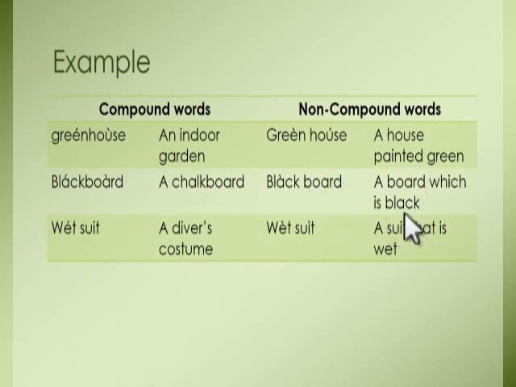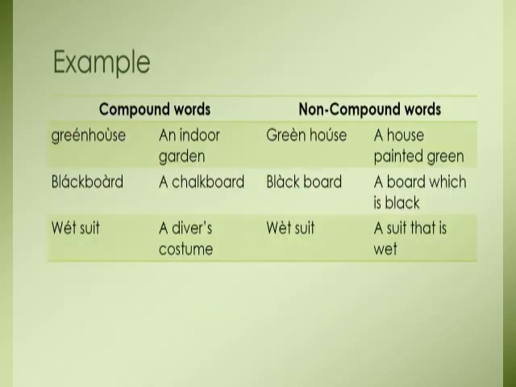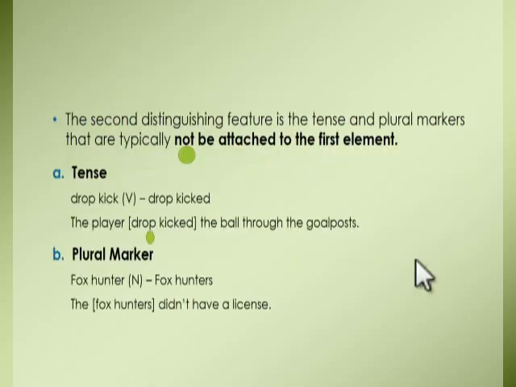Okay, here is the non-compound, as we learned just now that for the compound, the prominent stress is on the first element. Okay, if it is non-compound, the second element is stressed. Okay, so this is non-compound, all stress is here. And then for the compound, the stress is here. Okay, you got the point? And then the second distinguishing feature is that the tense and plural marker are typically not attached to the first element.